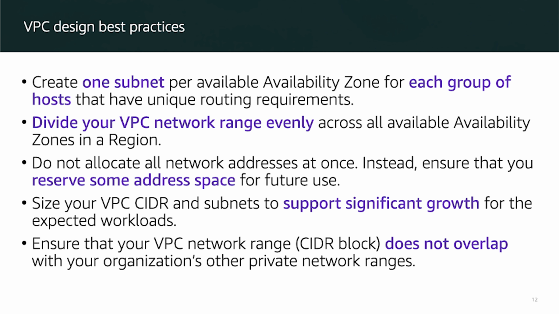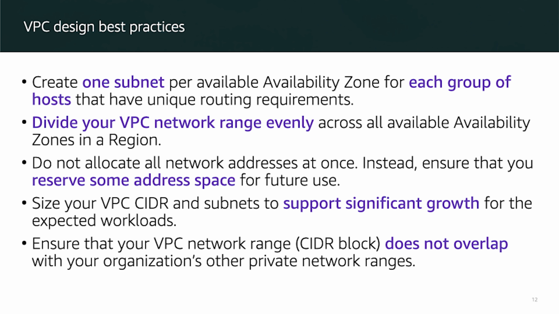Ensure that your VPC network range does not overlap with your organization's other private network addresses, specifically when you have a hybrid cloud and an on-premises data center where you have some private IPs used and they want to communicate with resources in the cloud.